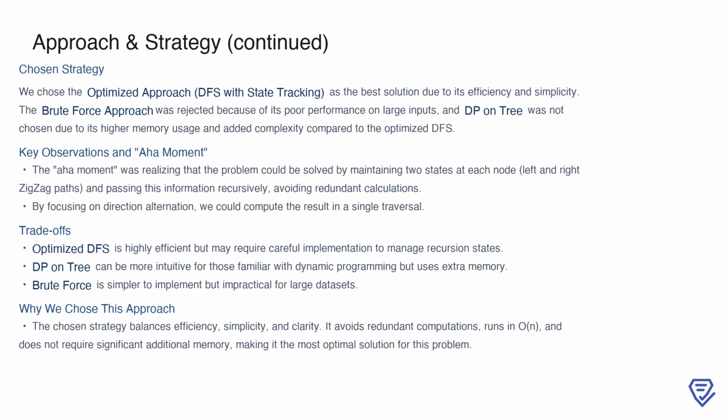The brute force method, while easier to implement, was deemed unsuitable due to its poor performance on large inputs. On the other hand, dynamic programming on a tree, though effective, introduces additional memory overhead and complexity that the optimized DFS avoids. One of the key insights that led to this decision was recognizing that the problem could be solved by maintaining two states at each node: the longest zigzag path starting from a left move and the longest starting from a right move. This allowed us to avoid redundant calculations and compute the result in a single traversal.